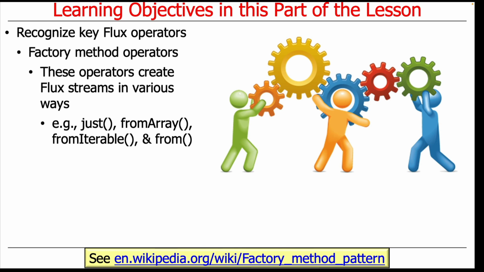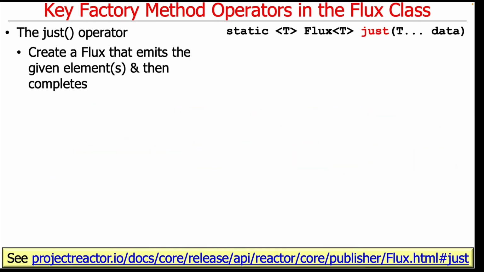This is a variant of that pattern that is used to create fluxes, usually from non-reactive types, which I'll explain in a second. And we're going to take a look at 4 operators in Flux that make a flux from something else: just, fromArray, fromIterable, and from. So let's take a look at the just operator first.